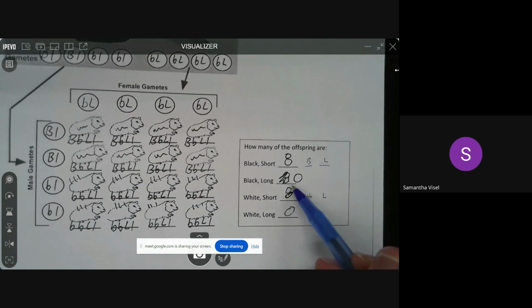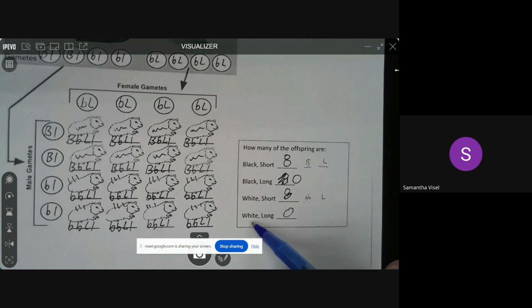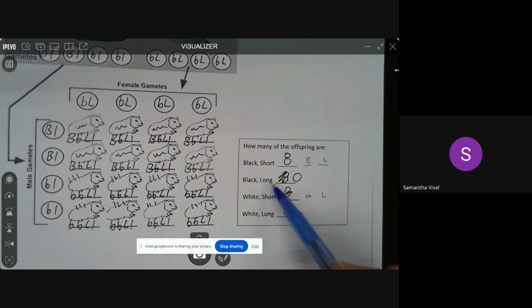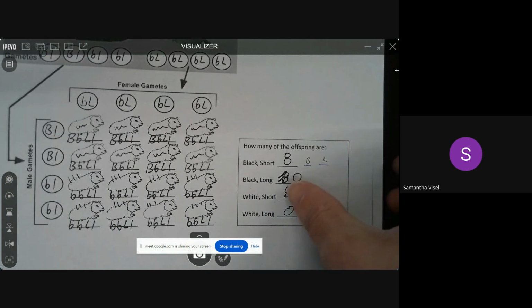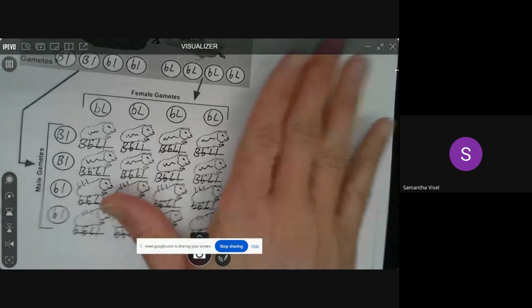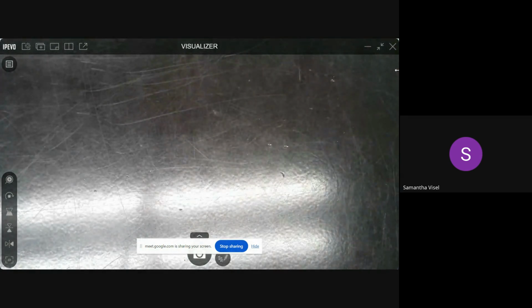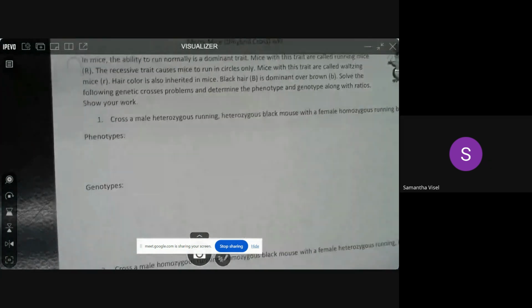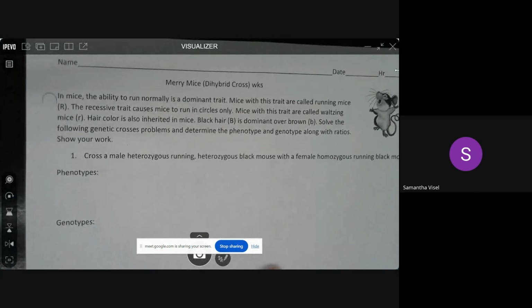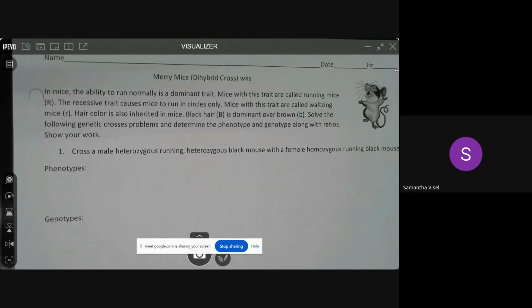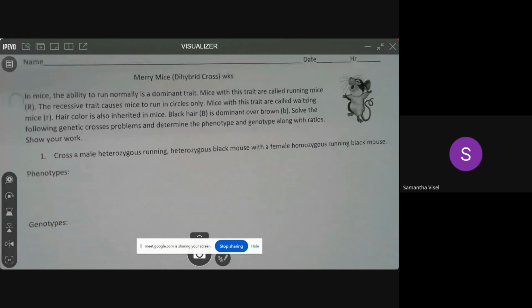We don't have any that are white and long or black and long. We don't have any that are 2 lowercase b's and 2 lowercase l's, or an uppercase B and 2 lowercase l's. So those would all be zeros. And this is online if you need to look at it a little bit more. But now we're going to pause the video and make sure everybody gets this Merry Mice Dihybrid cross worksheet. And this is going to have us practice more dihybrid crosses. And I'll get everybody set up here once everybody has this worksheet.